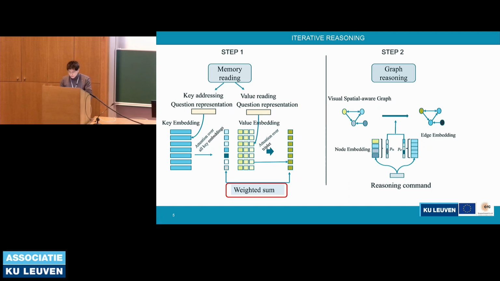In the second step, graph reasoning, we have the question representation, and we use it to guide the graph to do graph convolutions to update its node embeddings and also the edge embeddings. This graph embedding is further used to update our question representation. After these two steps, we obtain a knowledge-aware and graph-aware question representation, and we finally use this representation to output the final answer.